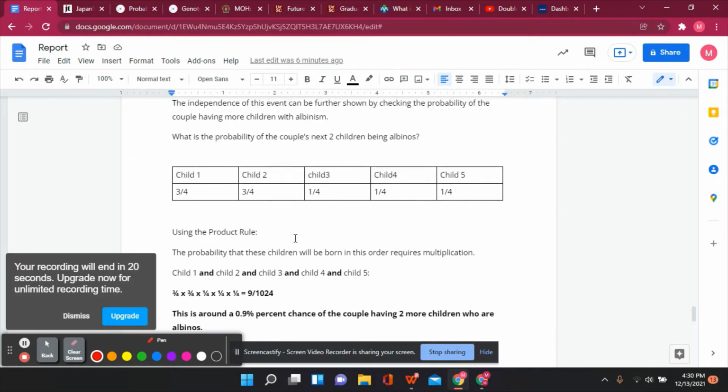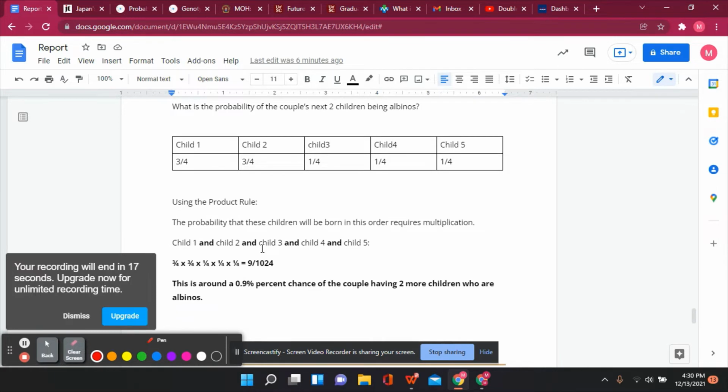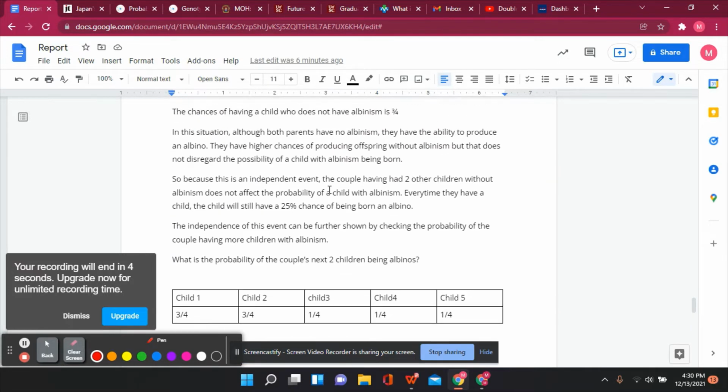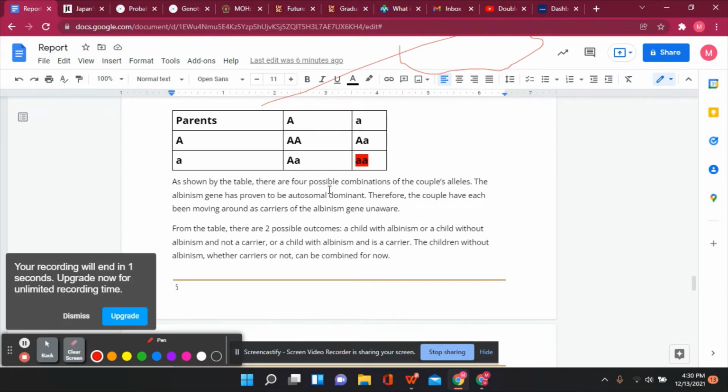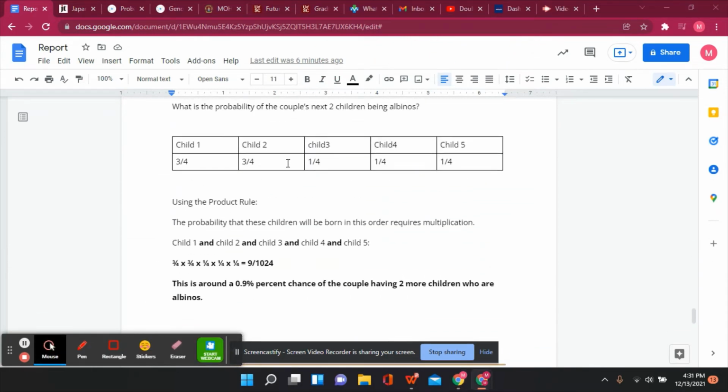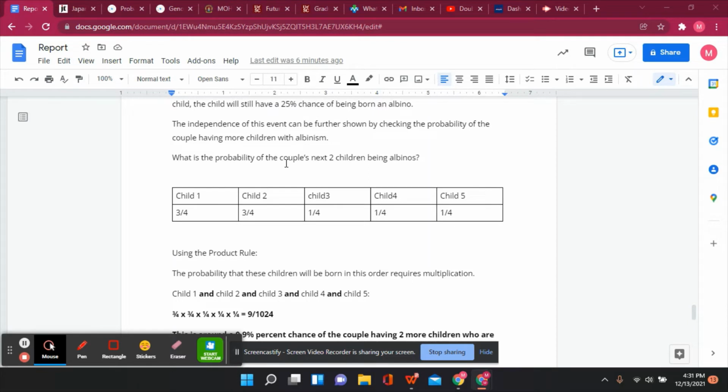So what this means is that even though the couple already had two children who did not display albinism, they still have children. They still have 25% chance of having children who do display albinism at any given point in time. So every time the wife conceives, she has 25% chance of having a child who has albinism because of their genes. So, in this situation, whereby now the couple is curious, since we already have a child with albinism, what are the odds that our next two children will also be albinos? So, in this situation, every time the woman conceives, she has 25% chance of having a child with albinism.